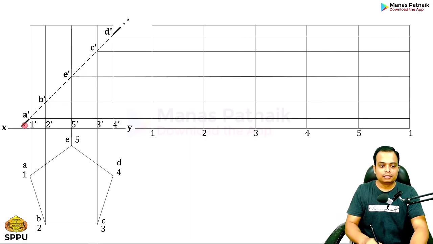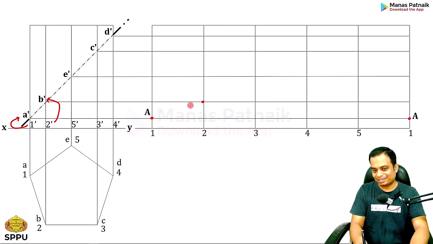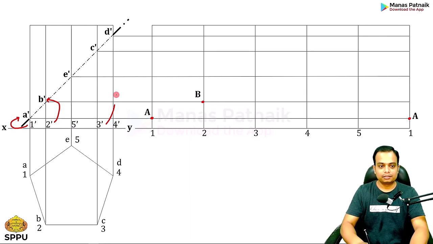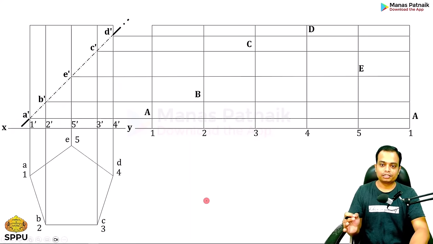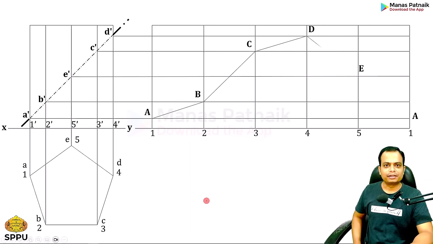Now, sir, A dash is above 1 or 1 dash. So here in the development, this is going to be A. In the same fashion, above 2 we've got point B, which is going to be somewhere here. Similarly, C is above 3, you can see this. D is above 4, here it is. That's D for you, and that's E. Now, simply join all the points in proper sequence with the help of straight lines. And yeah, that's the development.